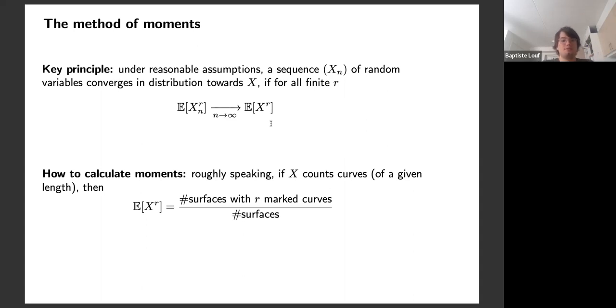And the idea, roughly speaking, to calculate the moments: if my variable X counts some curves of a given length, then the expectation of X^r is just the number of surfaces with r marked curves divided by the total number of surfaces. I'm using quotes because the number is not always well defined. It's defined when you have finite sets like maps, but this is not well defined for hyperbolic surfaces. But there is an easy fix to this principle.